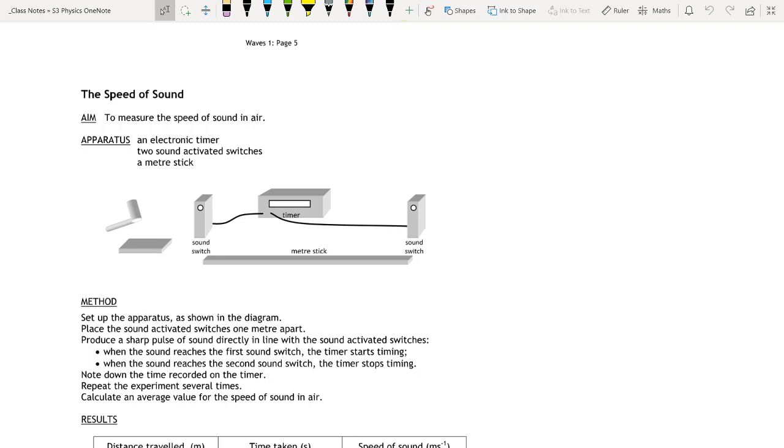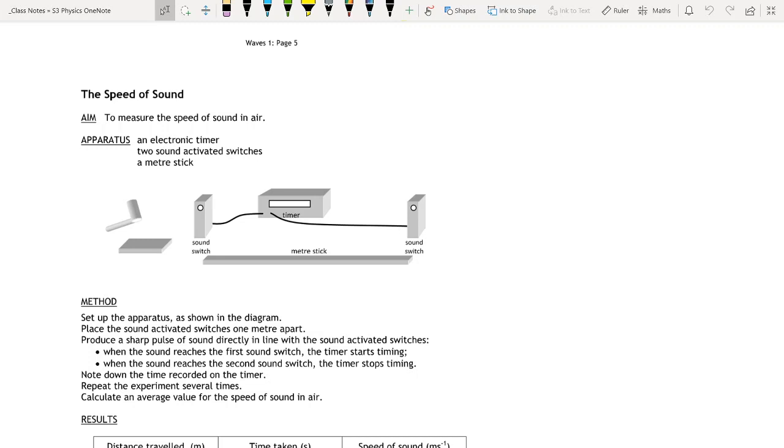Right, okay, amplitude. Craig. Yeah, the height of the wave from the centre line. Yeah, excellent. What about crest? Yep, top of the wave.